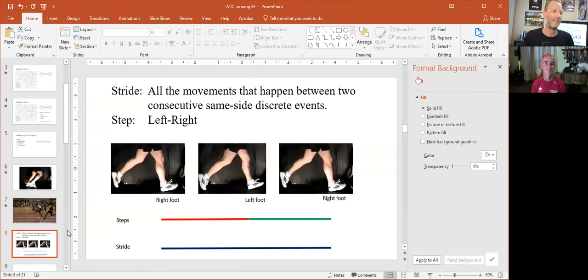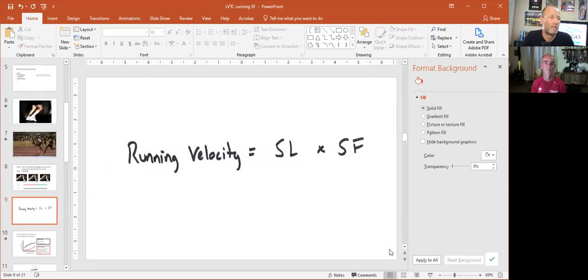It's just good to have. So here's right foot, right foot contact, step, step. Stride is the whole thing. And then we can measure how fast stride is happening. That would be stride frequency. Or we can measure how much distance we cover between right foot to right foot, and that's stride length. Now, if we know those two parameters, we know how fast the person's running. So running velocity is the product of stride length and stride frequency.